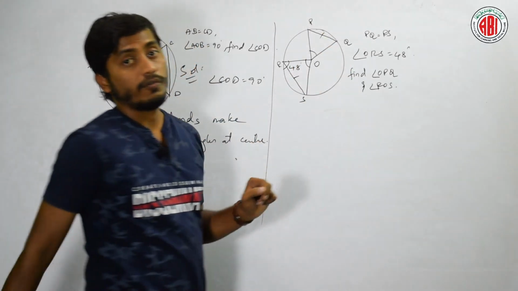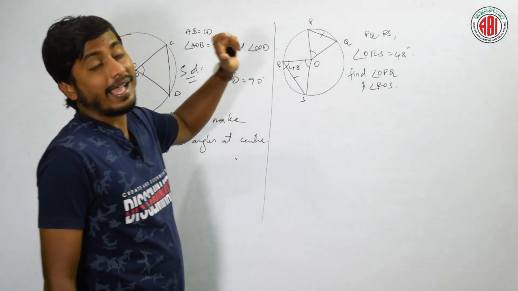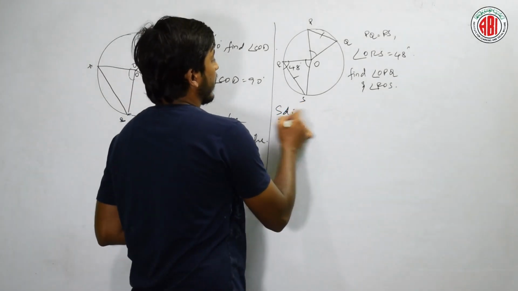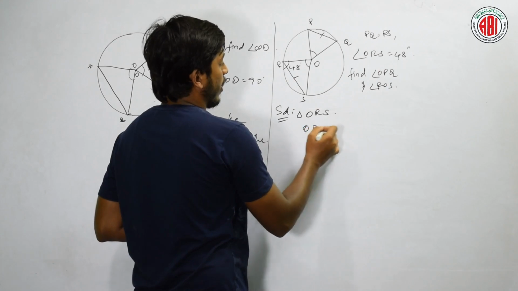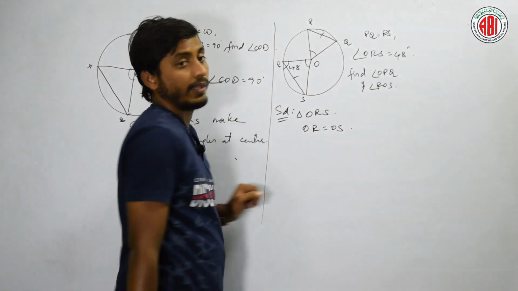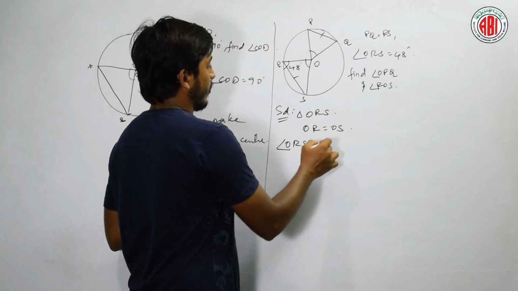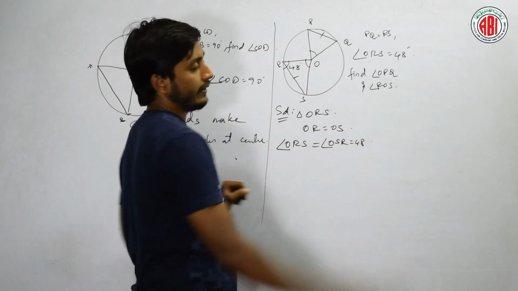OPQ, how do we know? Both the triangles are congruent to each other and they are isosceles triangles. Now remember, consider triangle ORS. In this, OR is equal to OS, right? Obviously, angle ORS equals angle OSR, that is equal to 48.